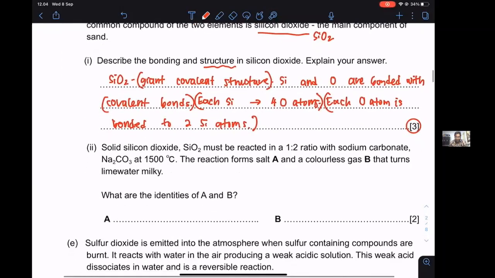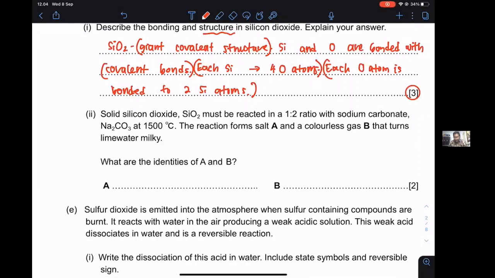Now, solid silicon dioxide must be reacted in 1:2 ratio. Most of you miss out this. They say 1:2 ratio with sodium carbonate. So you see SiO2 reacted with sodium carbonate. This is the formula for sodium carbonate. And then they say 1:2. Normally we don't put the 1, so I'll remove the 1.